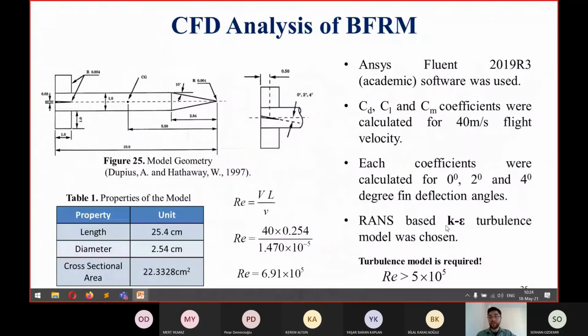I use the RANS-based K-epsilon turbulence model. Why? Because first of all, my flow is turbulent around the projectile, because its Reynolds number is greater than 5 times 10⁵. And actually there are lots of turbulence models, such as direct numerical simulation or large eddy simulation. Because of less computational time, I use the K-epsilon RANS turbulence model.